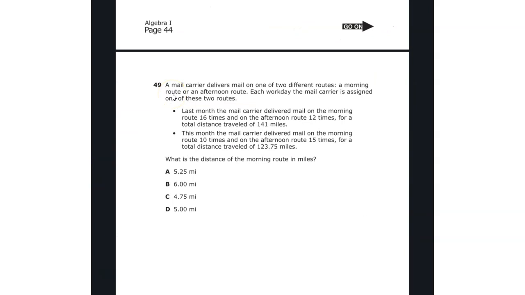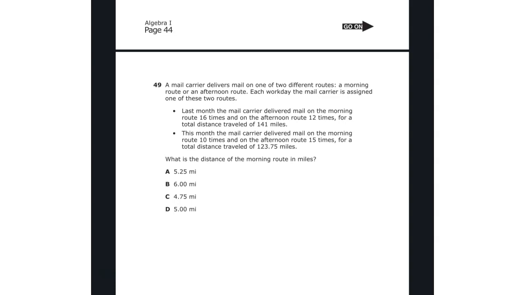Number 49. A mail carrier delivers mail on one of two different routes, a morning route and an afternoon route. Each workday, the mail carrier is assigned one of these two routes. Last month, the mail carrier delivered mail on the morning route 16 times and on the afternoon route 12 times.